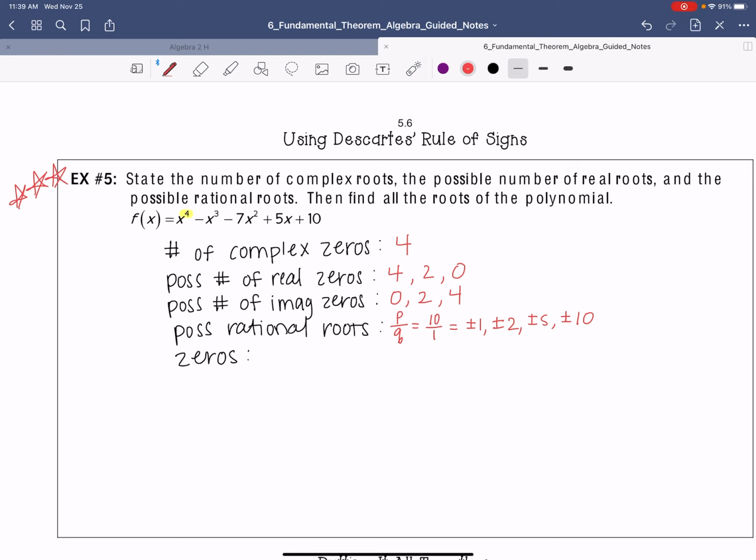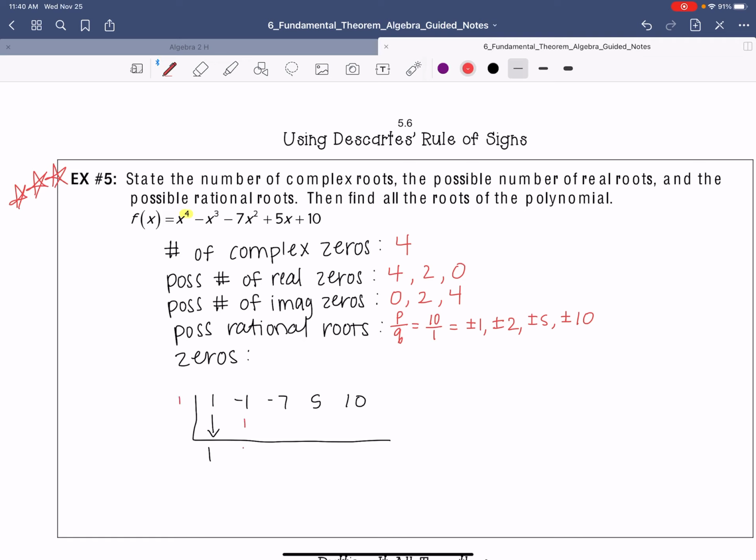All right, so I have a 4th degree polynomial. I can't do factor by grouping. There's not a greatest common factor, so we're doing P over Q, testing out those with synthetic division. So we'll do our synthetic division down here. I have 1, -1, -7, 5, 10. First one will always come down, do all of that in pen. Now use pencil. I'm going to start with 1.